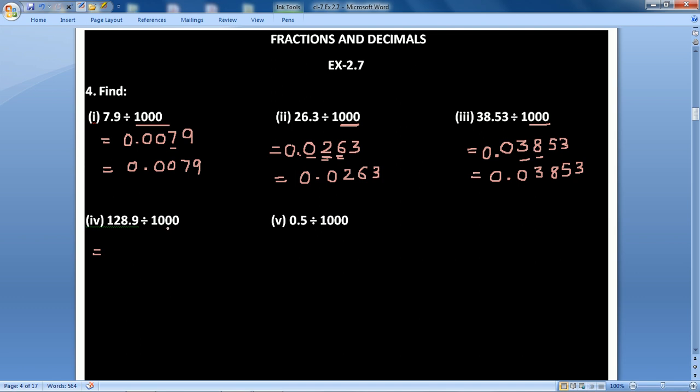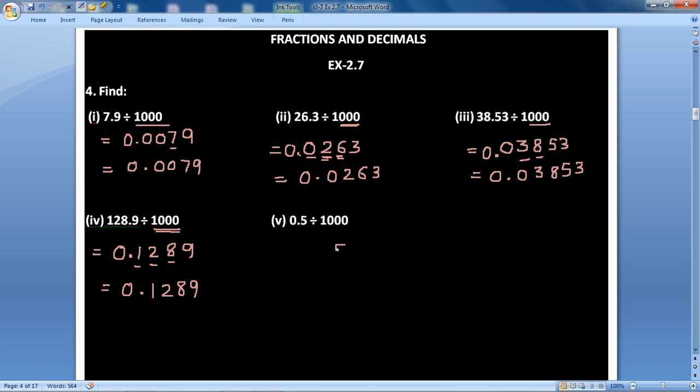Now fourth part, 128.9 divided by 1000. So we will shift the decimal point 3 digits towards left because we are dividing by 1000. In 1000 there are 3 zeros. So we will shift the decimal point 3 digits towards left. So 1, 2, 8, 9. Now 1, 2, 3, 3 digits, then 0.0. So 0.1289 is the answer.